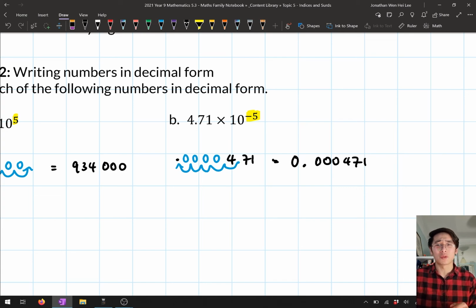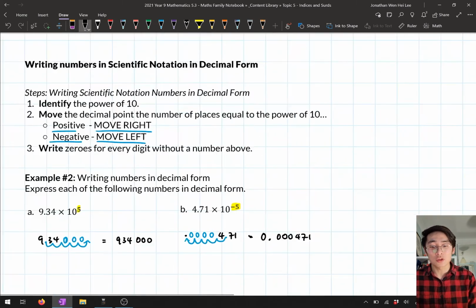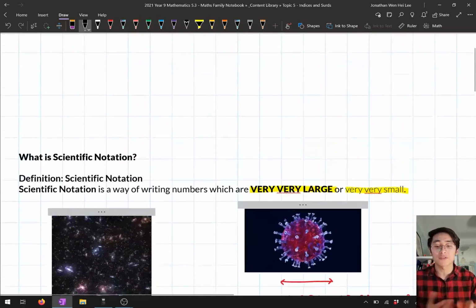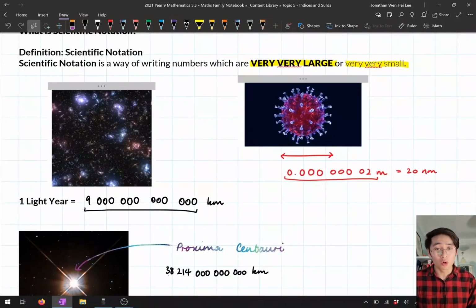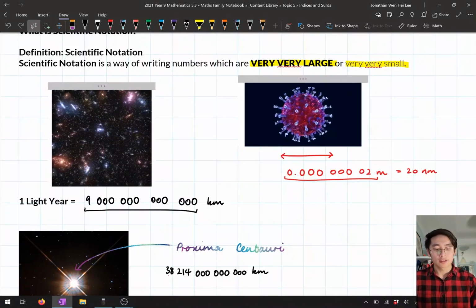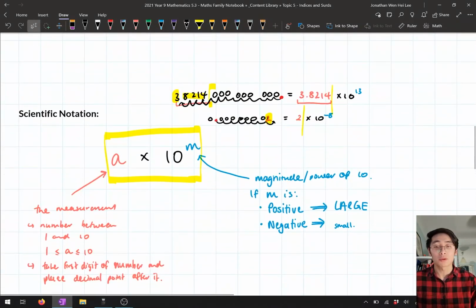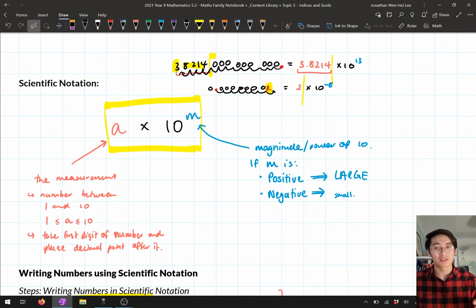Let's just do a quick recap of what we've looked at in today's lesson. In today's lesson, we talked about scientific notation. We talked about how scientific notation is used to write very, very large numbers and also very, very small numbers. And so scientists and mathematicians use it to help us shorthand very large numbers and very small numbers.